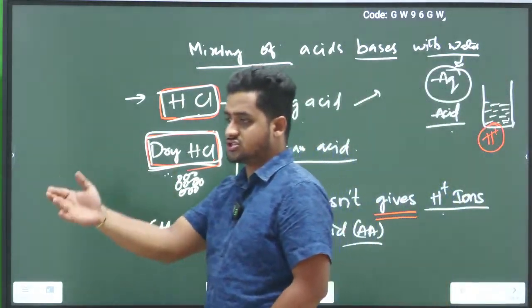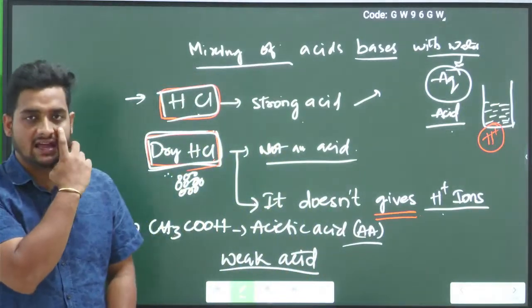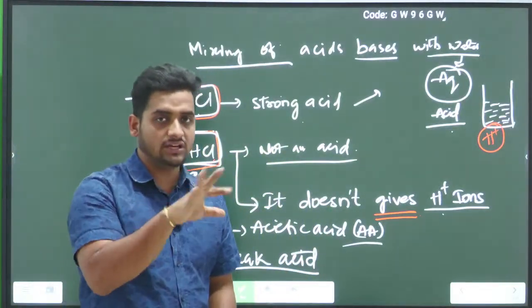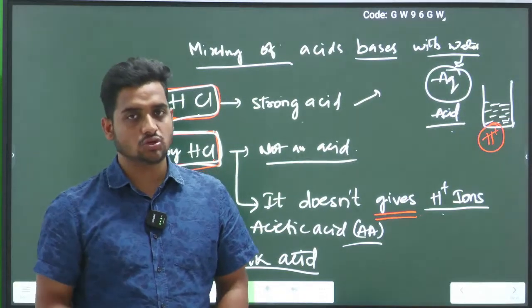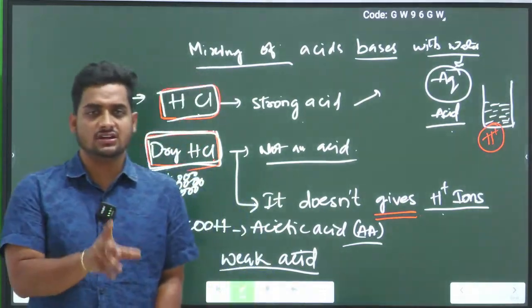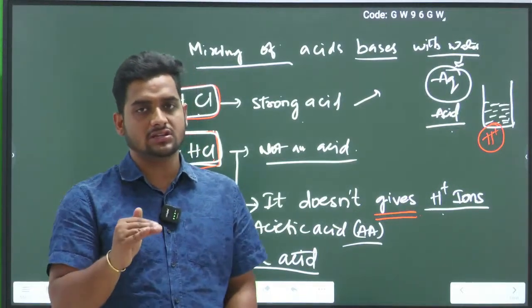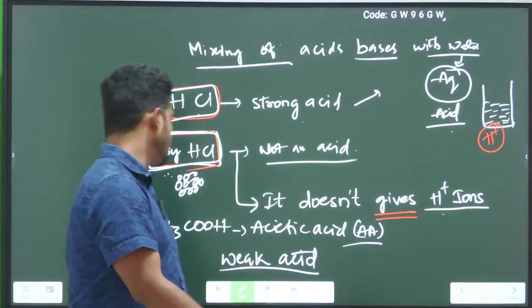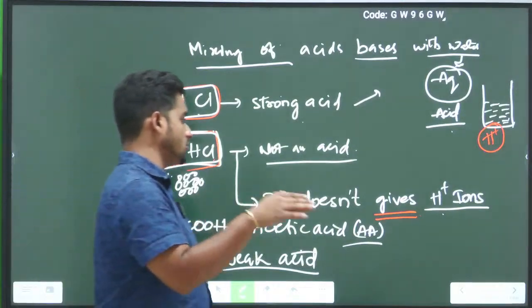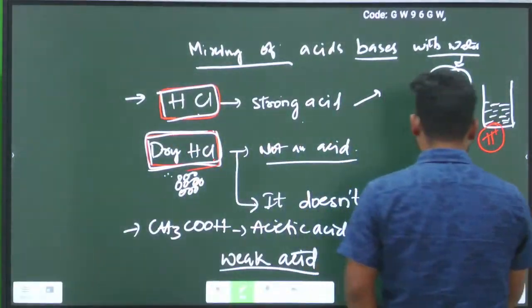What do acids and bases do? Normally an acid in aqueous state gives you an H plus ion, so that it is an acid. If it is a dry acid, it is not acting as an acid, because it is not going to release H plus ions. If it is releasing H plus ions, then you can call them acids.